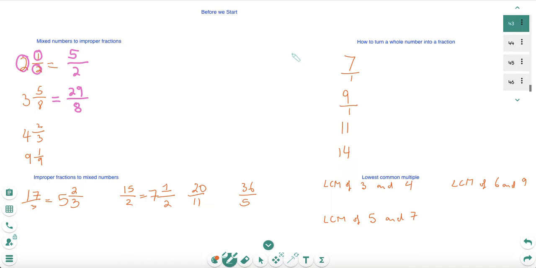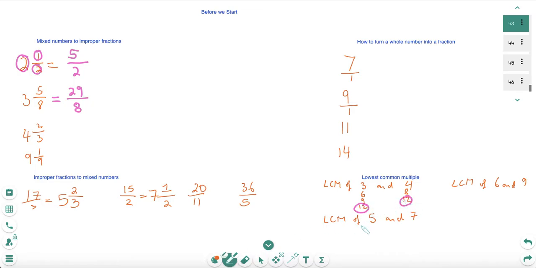The last bit of prerequisite knowledge you need is to find the lowest common multiple of a number. The lowest common multiple is just the smallest number in each of the two numbers' times tables. So for 3 and 4, our 3 times table is 3, 6, 9, 12. And then 4 is 4, 8, 12. Oh, look! The first number in both these times tables is 12. So our lowest common multiple is 12.